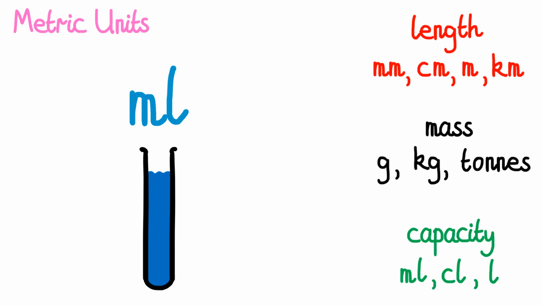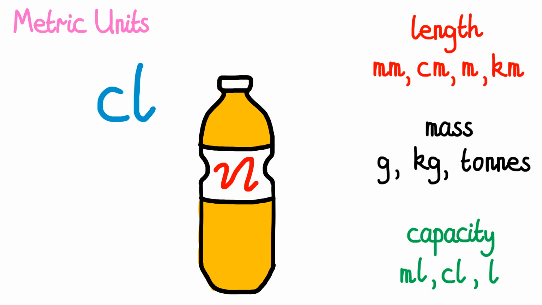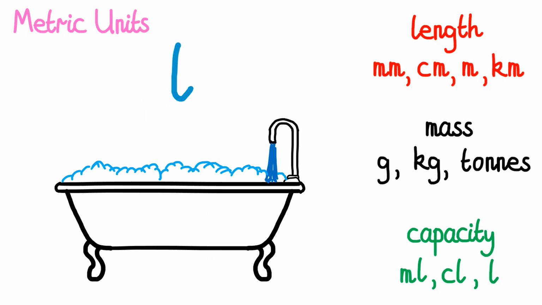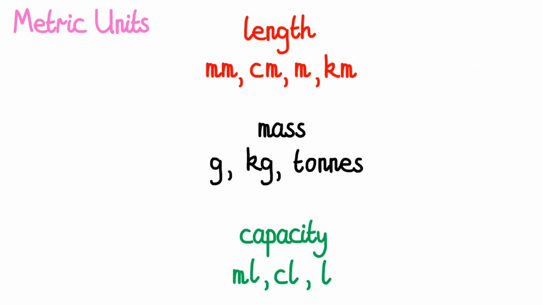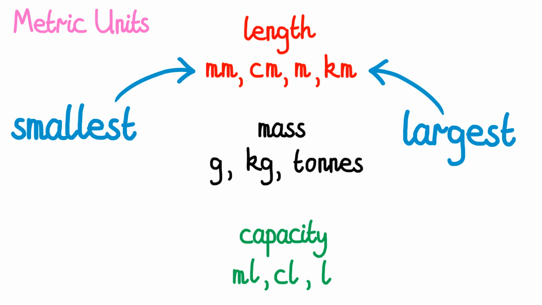Then we move on to capacity. That's the amount of liquid that would be in a container. The smallest unit for that is milliliters, and you could use this to measure the amount of liquid in, say, a test tube. You've then got centiliters, which you often find on drinks bottles, and finally litres for larger things, perhaps the amount of water in a bathtub. You need to memorise all of these ones shown here, the smallest ones on the left, the largest ones on the right.